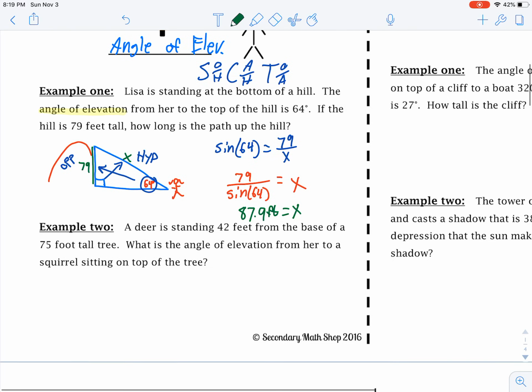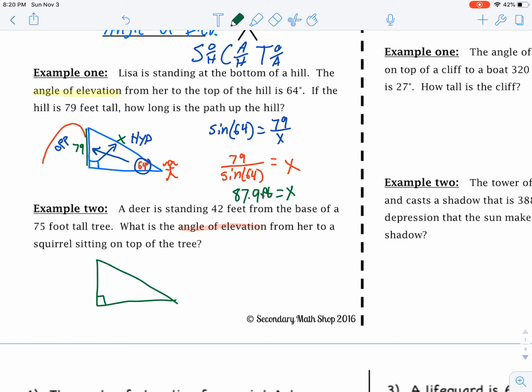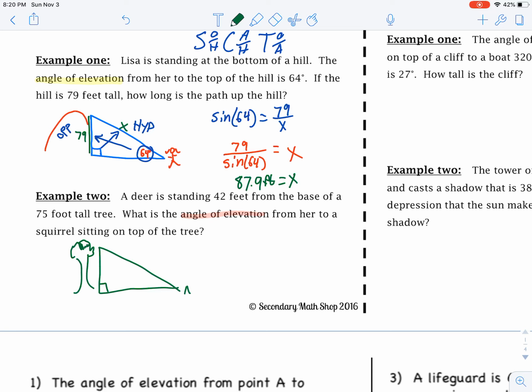Okay, what's our vocabulary word? Angle of elevation. So we're going to draw that same triangle. There we go. Okay, so a deer is standing at the base of a tree. So the tree, how does a tree stand? Does it stand vertically, horizontal, or diagonal? Hopefully you said vertically. So here's my tree with my little squirrel up top with his little bushy tail. Okay, and then I got a deer.